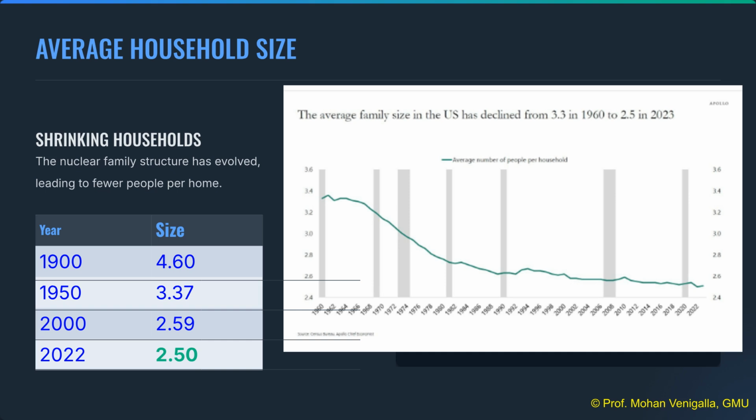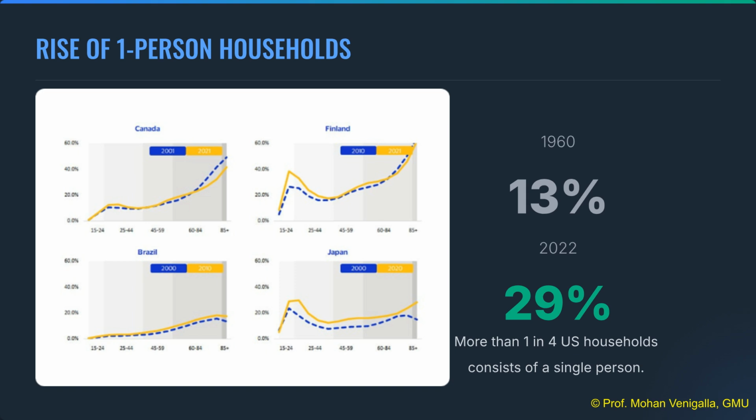The nuclear family is no longer the sole model. Average household size has shrunk from 3.3 people in 1960 to 2.5 today. Fewer people per home means more housing units and more infrastructure are needed to support the same population, driving up total trip generation. This is the most dramatic demographic shift, the single-person household.